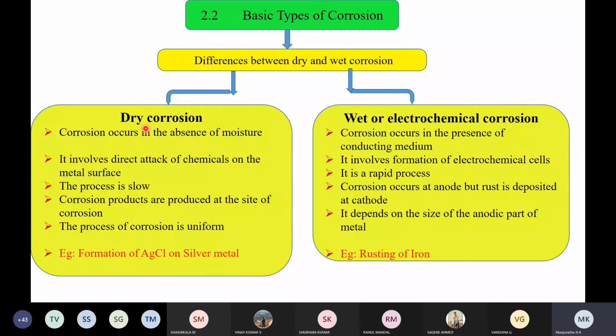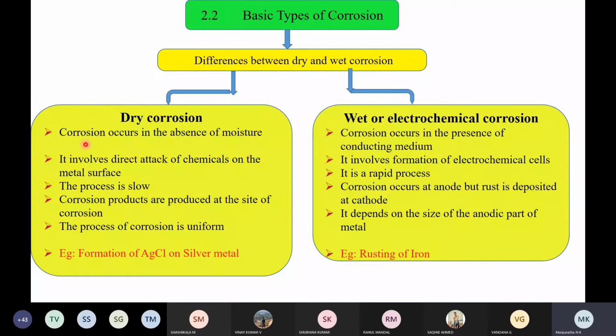So this dry corrosion is also called chemical corrosion. Coming to the first one, dry corrosion. Dry corrosion is observed in the absence of moisture. It is observed in the presence of only dry oxygen, and it involves the direct attack of chemicals on the metal surface. And the process is very slow.